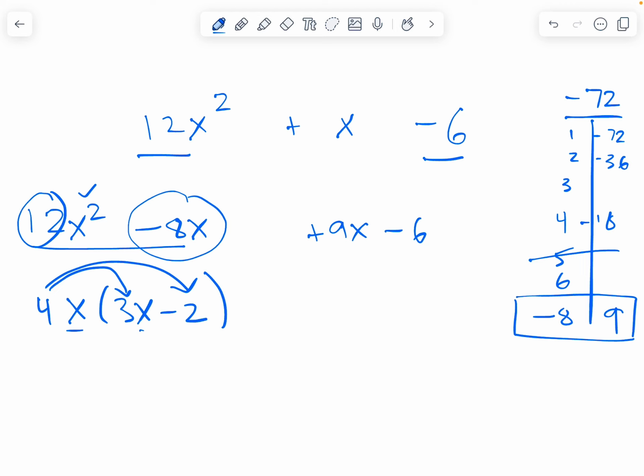And now just use the distributive property, make sure you did that right. 4x times 3x is 12x squared. 4x times negative 2, negative 8x. Now over here, I'm going to do a little trick here.